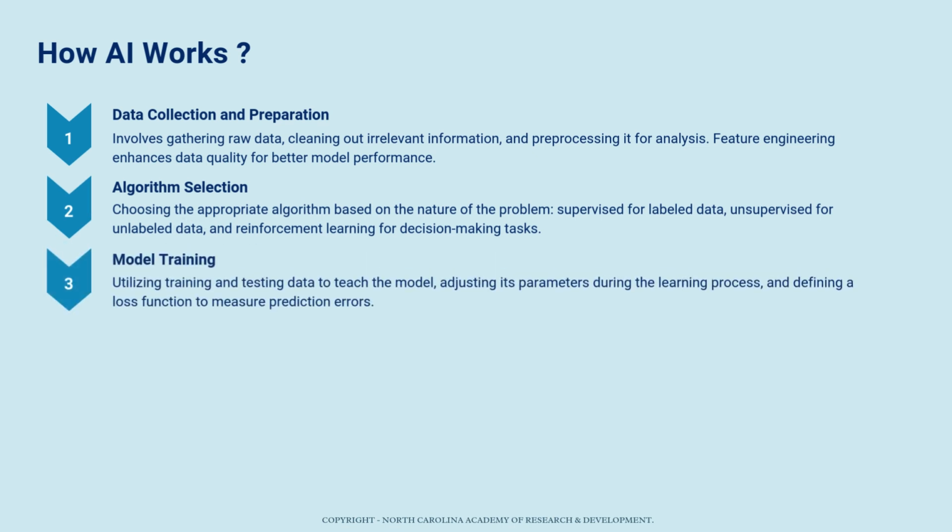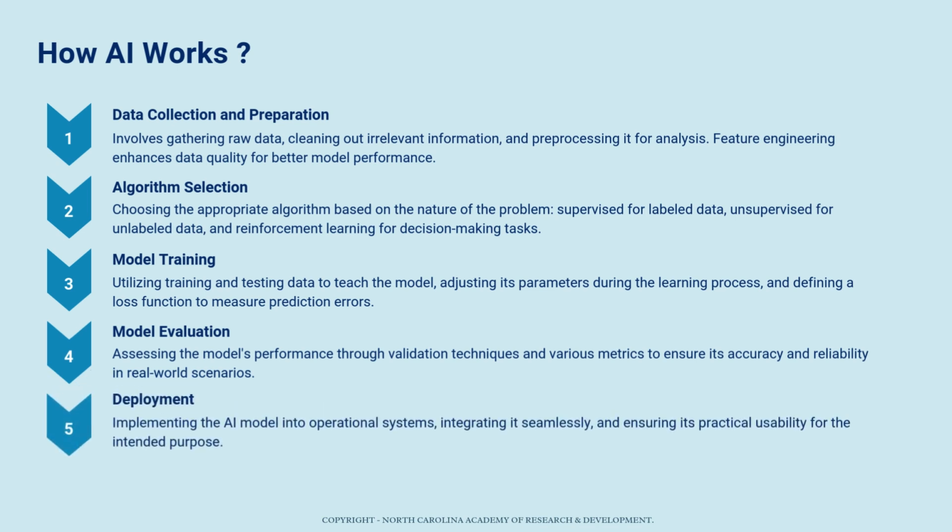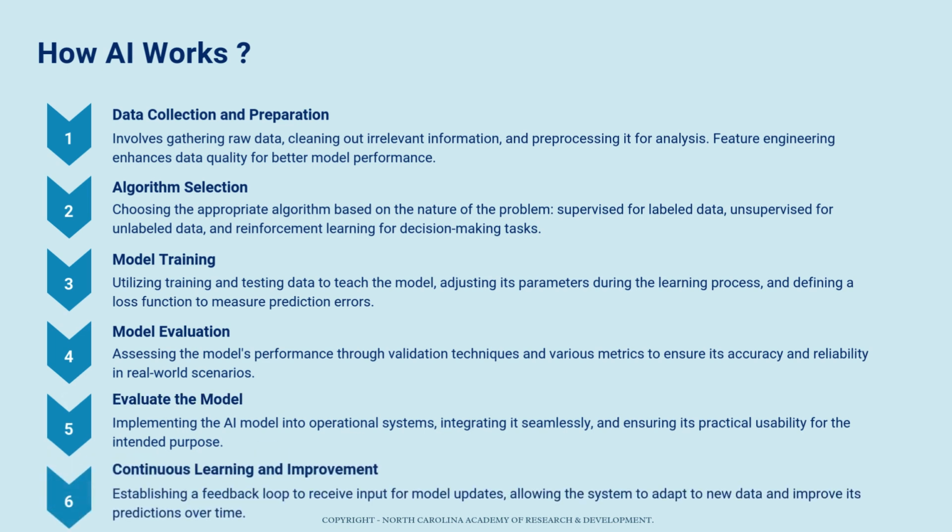During model training, the AI learns by adjusting parameters to minimize errors and improve accuracy. Then, the model undergoes evaluation to ensure it performs reliably in real-world scenarios. Afterward, it's deployed into systems for practical use, helping solve specific tasks. Finally, with continuous learning, the AI evolves by adapting to new data, staying accurate and effective over time. This process is what drives AI's intelligent performance.